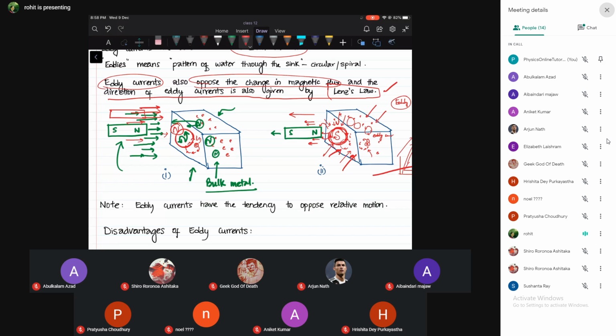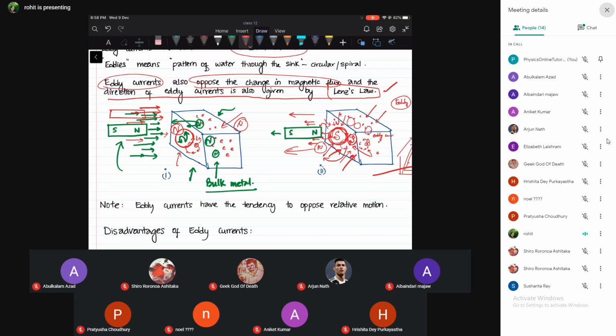When the north pole was coming, we developed a north pole and did not allow the north pole to come so fast. We have reduced the speed of the north pole by developing another north pole here. And when the north pole was going away, let's say this metal develops the south pole and does not let this north pole go away very fast, right?